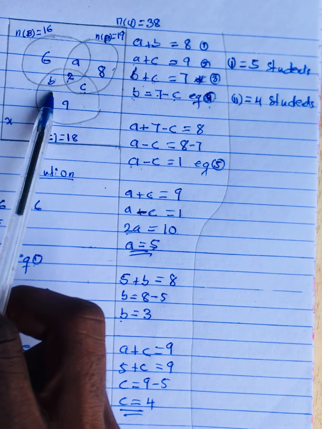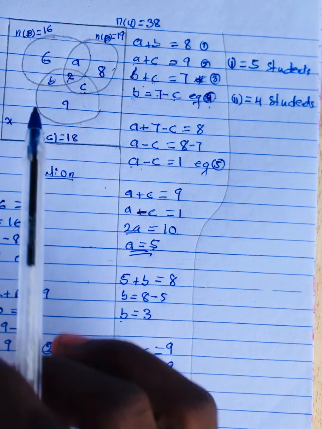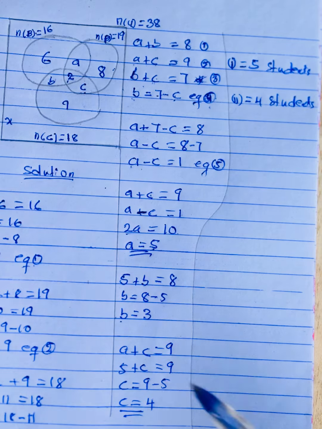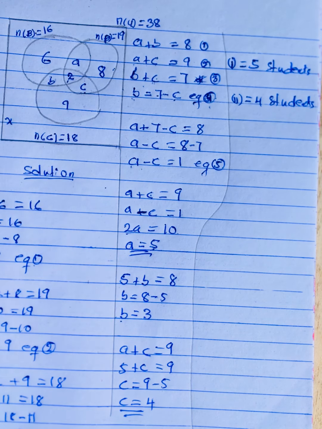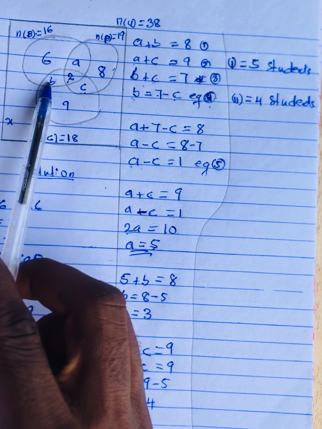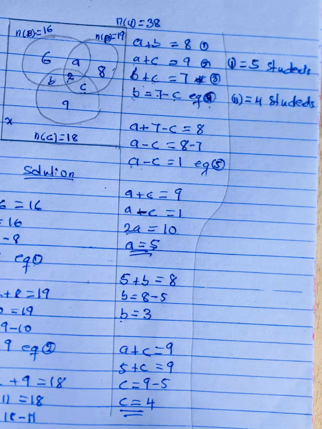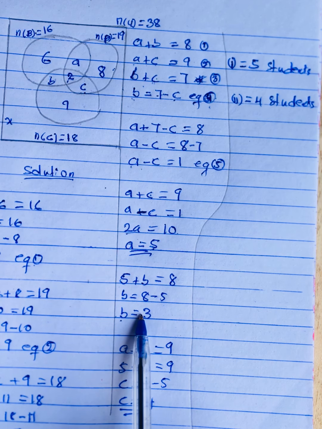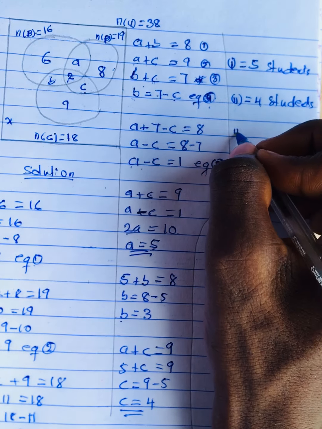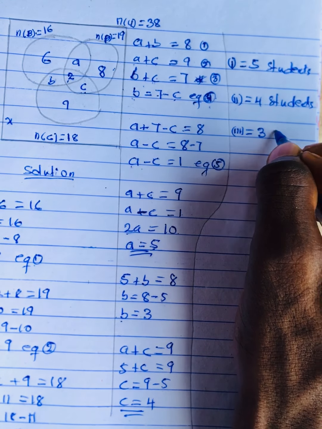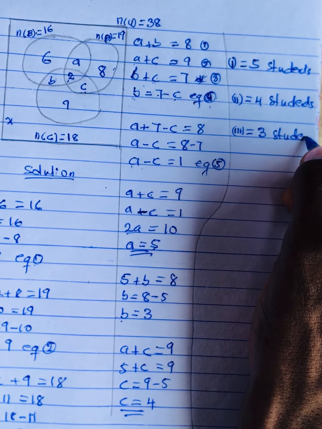Then the last one, this one we're not asked, but we have to find it. So let's find the number of students who study biology and chemistry only. So it's B only. Is that not it? It's B only. So the number of B is equal to what? It's equal to 3 when we are solving. So the second one is equal to 3 students.